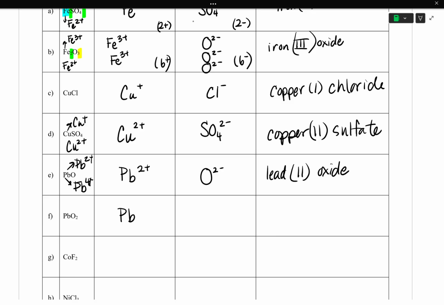PbO2, so Pb again could be 2 plus or it could be 4 plus. But now I have 2 oxygens. So the total charge on this is 4 negative. So that means this is going to have to be 4 positive. So lead 4 oxide. Sorry, lead 4 oxide. What am I thinking?